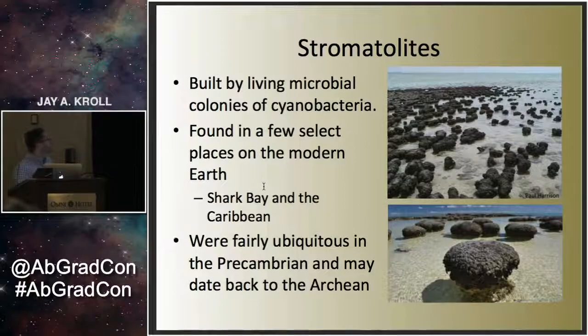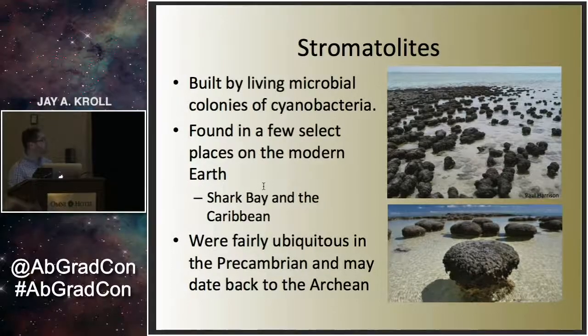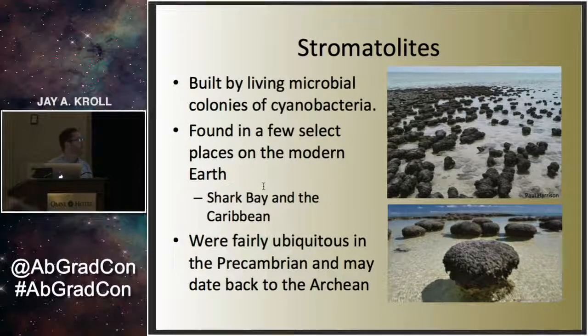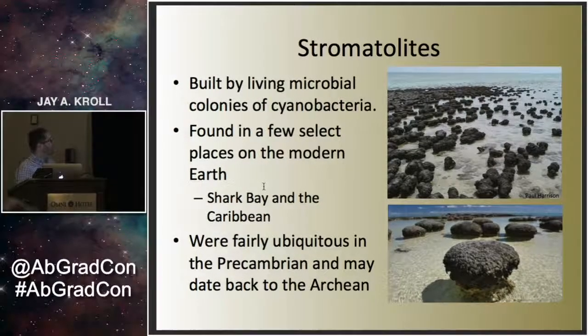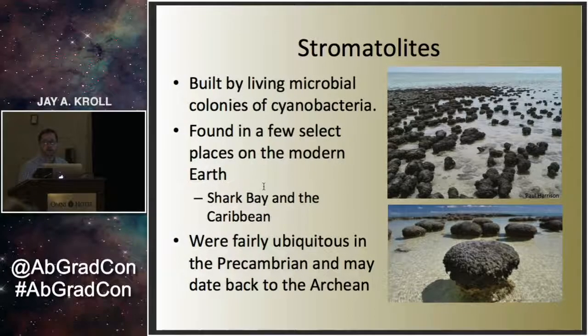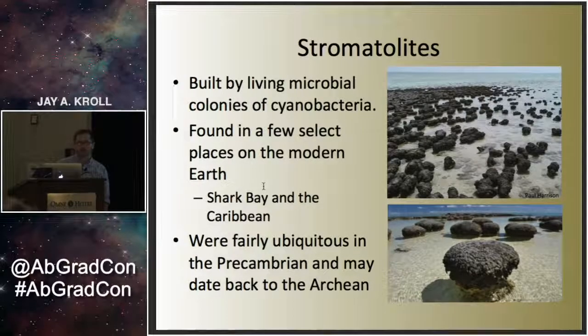After that, we'll hear about some stromatolites. And stromatolites are a little bit different than all the other rocks we'll be talking about. One, they're here on Earth, which is exciting, but they're built by living microbial colonies of cyanobacteria. And on the modern Earth, they're found in only a very few select places, such as Shark Bay and in the Caribbean. This is because they have to form in very hypersaline conditions, and I'll talk a little more about that here. In the Precambrian era, they were fairly ubiquitous all over the planet, and they may date all the way back to the Archean. So they're some of the earliest forms of life that we see on the planet that we have really nice records of.